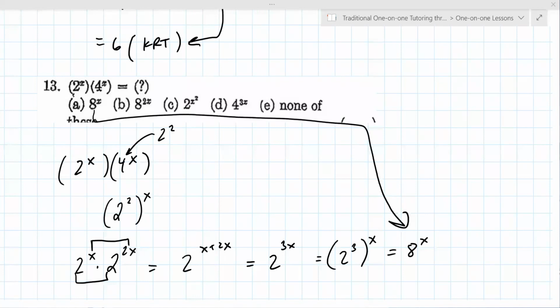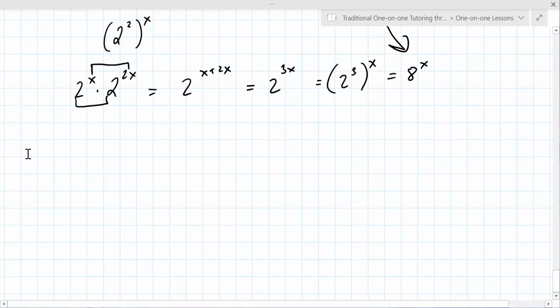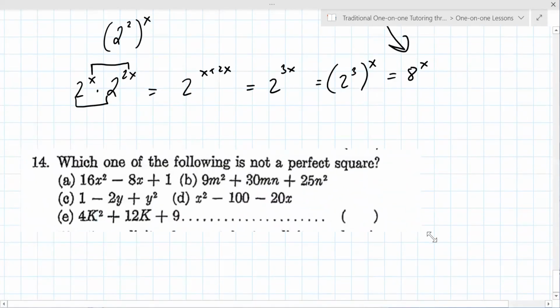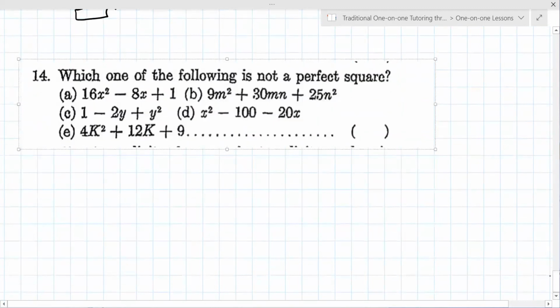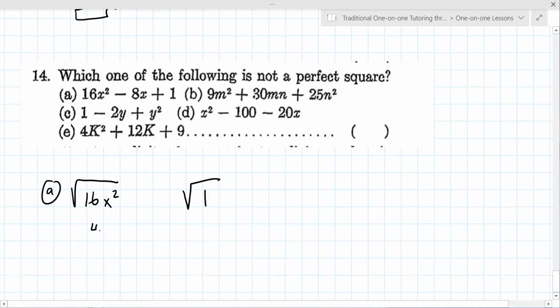Yes. Awesome. On number 14, which one of the following is not a perfect square? The test for a perfect square is the following. You square root the first term. We'll look at A. You square root 16x squared, and you square root the last term. Here you get 4x, here you get 1. You multiply them together, so you get 4x. Then you double it, so you get 8x, and it can be plus or minus. So this one satisfies. This one's good.